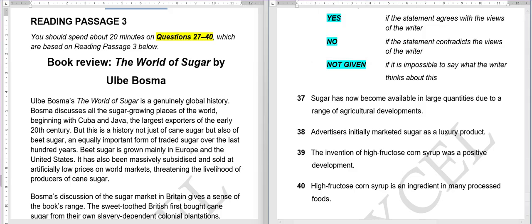Sugar has now become available in large quantities due to a range of agricultural development. Wherever we find information about agricultural developments and advancements, like machines, pesticides, insecticides, fertilizers, and seeds, such information tells us it is better now than it was in the past. We are talking about advancement. So wherever we see such things, we will go to the questions then.